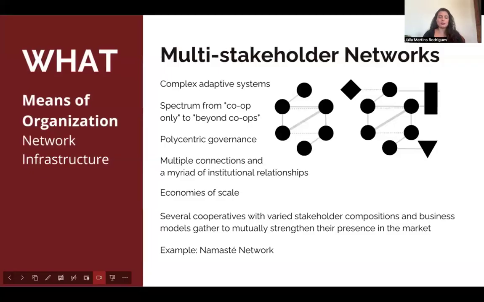These networks can take many forms, from co-op only to beyond co-ops. We often see them bringing together public, private, nonprofit, and financial groups to provide public goods and support community development by connecting across different sectors and sharing resources. One example is the Namaste Network in Colorado, which is a network that brings together single stakeholder co-ops in the solar industry to scale and innovate their operations.